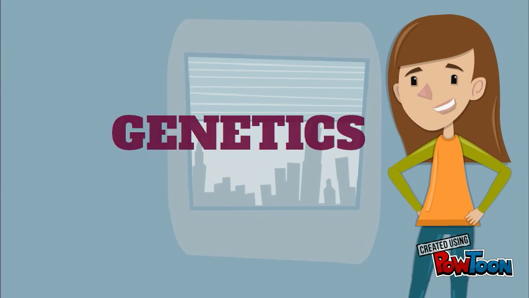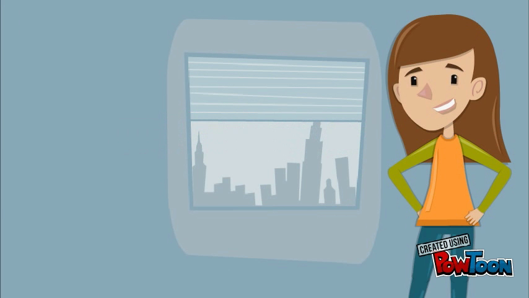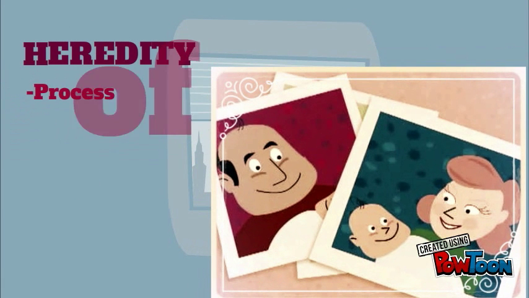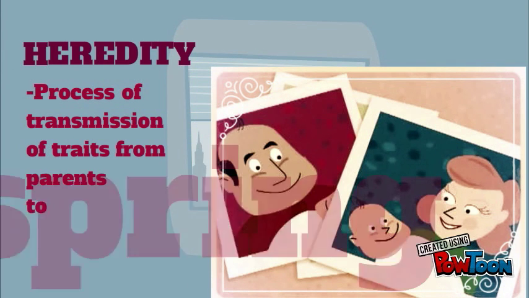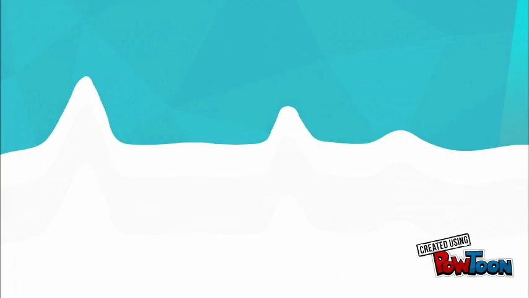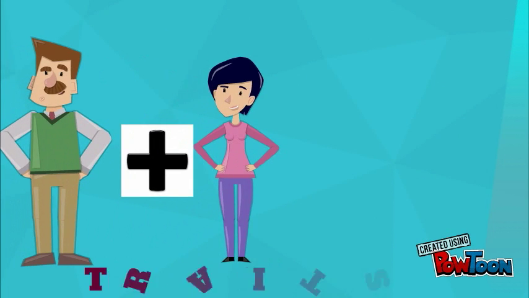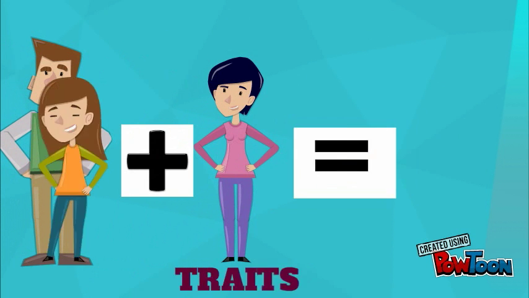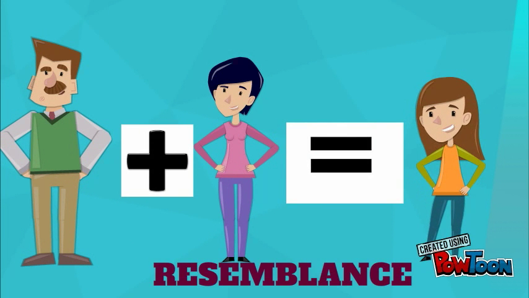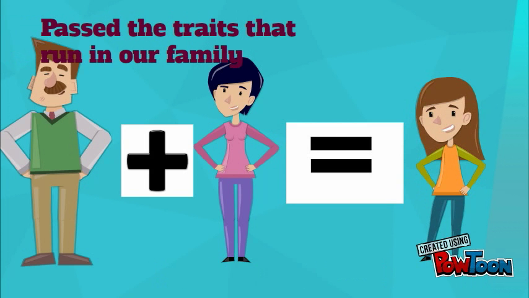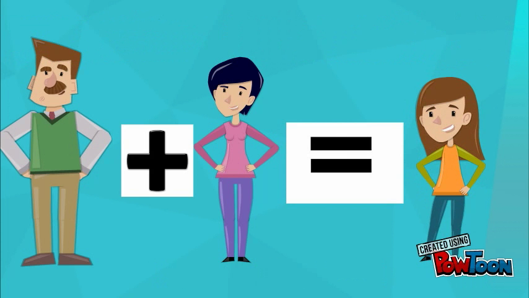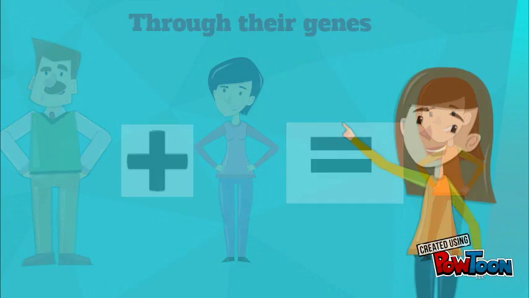In genetics, the reason for these instances is called heredity. Heredity is the process of transmission of traits from parents to offspring. I inherited the traits of my parents, so I have a resemblance with them. They had passed the traits that run in our family. They had passed these traits through their genes.